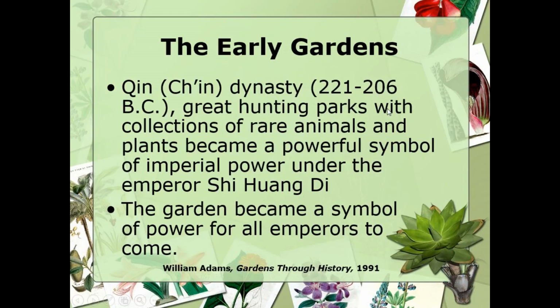So the Qin Dynasty, 221 to 206 BC. Great hunting parks with collections of rare animals and plants became a powerful symbol of imperial power under the Emperor Shi Huangdi. The garden became a symbol of power for all the emperors to come.